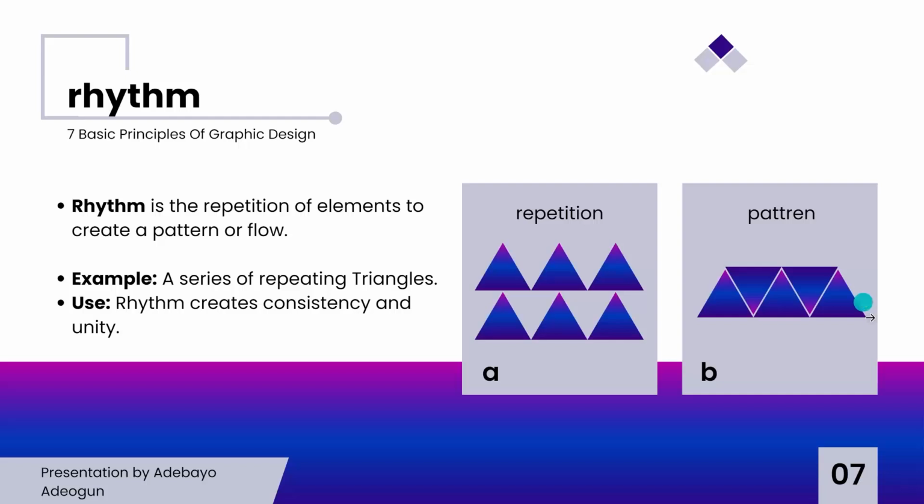You can see that we have a repetition here of triangle. We have a repetition of triangle here. You can see the way this is being made to form a pattern here. We have three triangles, then we have two turning upside down. So a series of repeating triangles creates consistency and unity. It creates consistency. They are not disorganized.